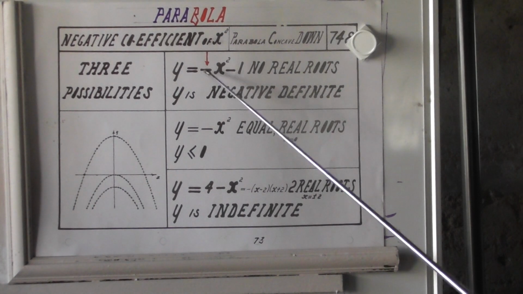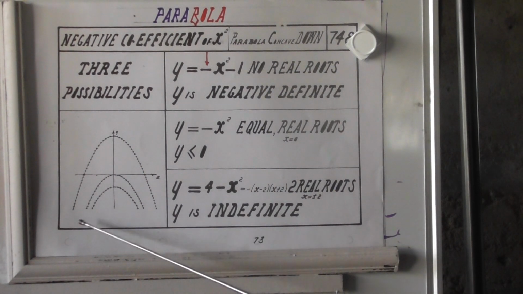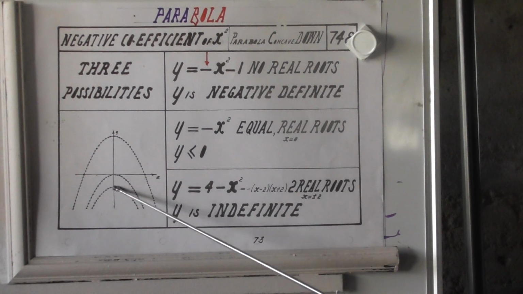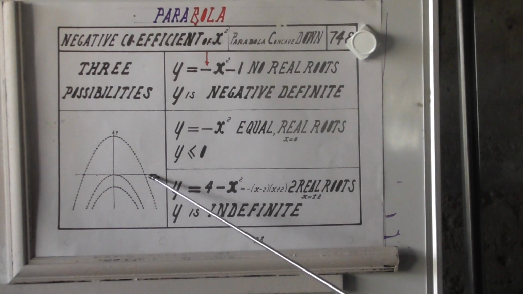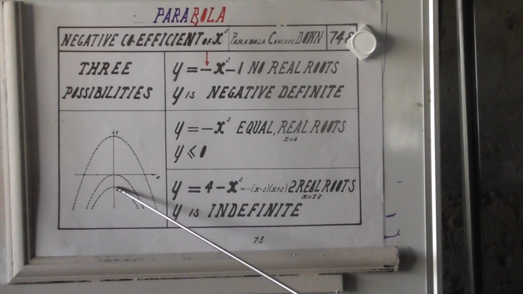So now the coefficient is negative, so the parabola is concave down. The same thing: two roots, one root, no roots. Positive discriminant. Discriminant is naught. The discriminant is less than naught.